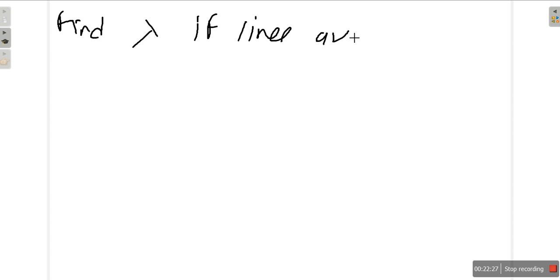Now let us take an example. Find the value of lambda. This is a problem that is given to us. Find the value of lambda if the following lines are coplanar.